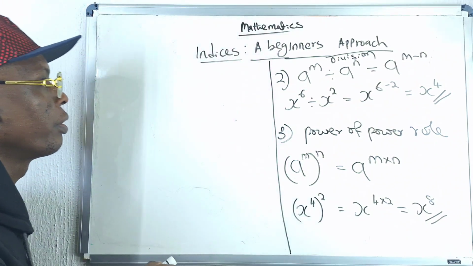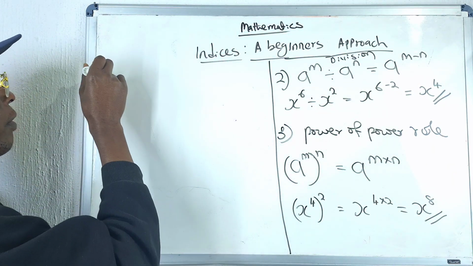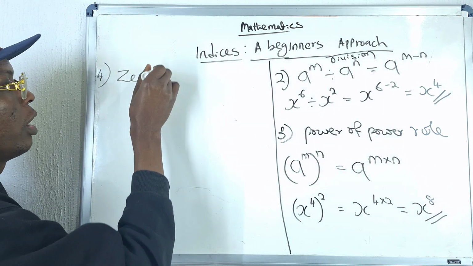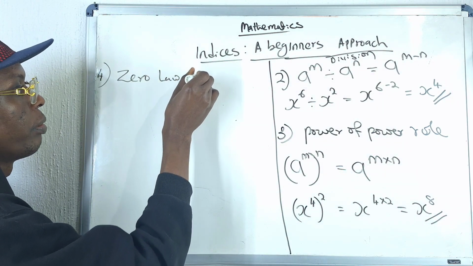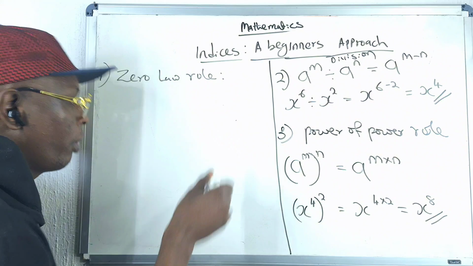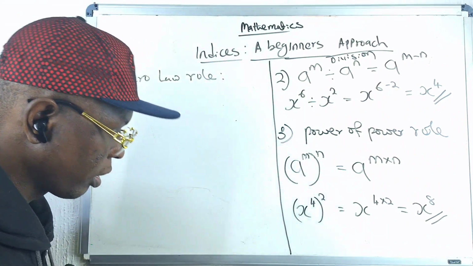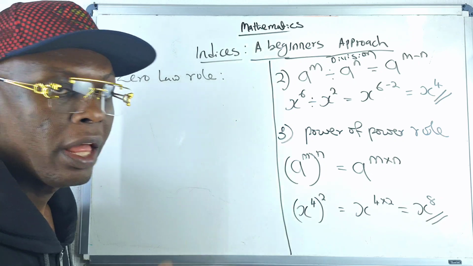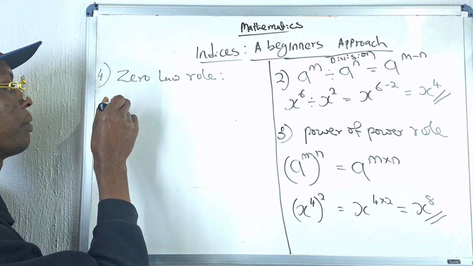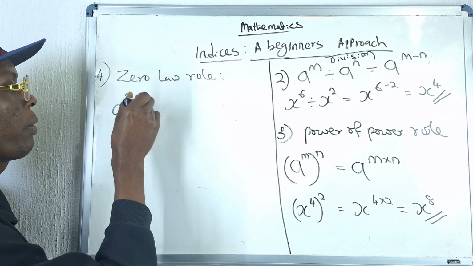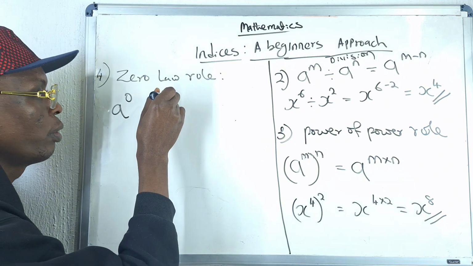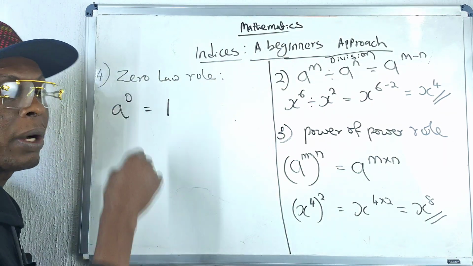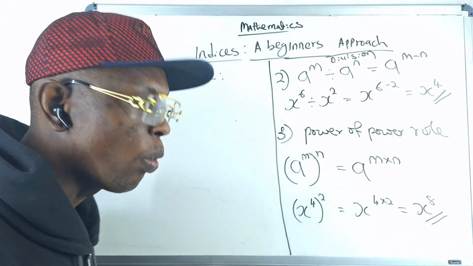Okay, so now we have the zero law rule. Now, what does this rule talk about? This rule says that any number raised to the power of 0 is equal to 1. Any exponent raised to the power of 0 is equal to 1.